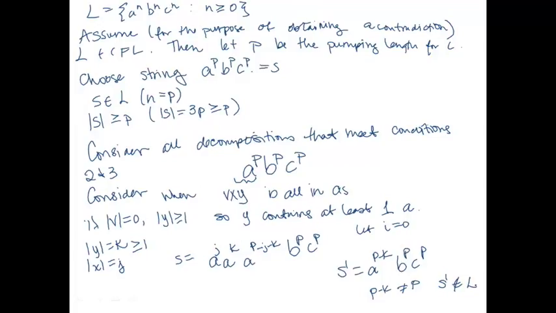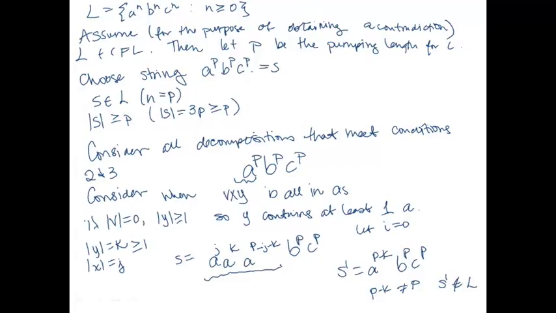Okay? So notice here what happens if we swap v and y. I'm going to let v have length at least 1 and y is going to be empty. We're going to have the exact same argument. Our way that we write out the number of a's is going to be a little bit different, but the argument is going to be the same.